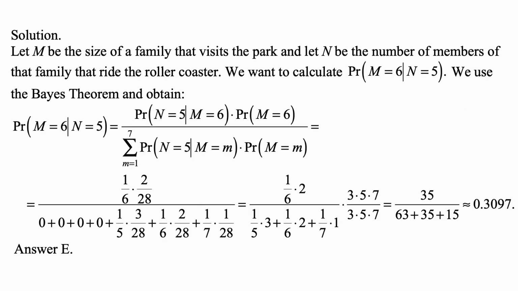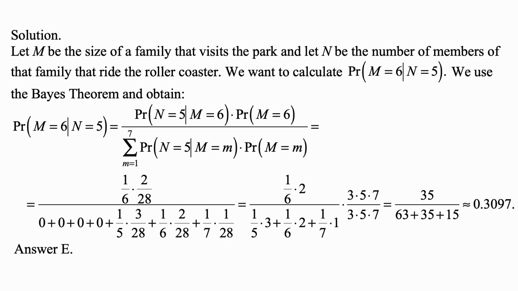And here's the solution. So let us write m for the size of a family that visits the park, and it's a random variable, and let n be the number of members of the family that ride the roller coaster. That's a random variable again. And we want to calculate the probability that m is 6 given that n is 5.